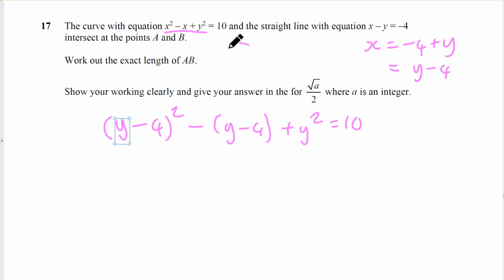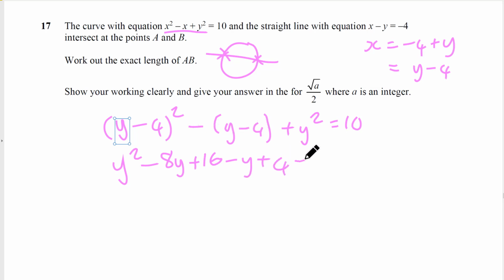Alright, so this is like a circle and there's a line going through it, and there's these 2 points we're going to try and find, and we're going to try to find the length of it as well. Okay, let's expand that out first. That's y squared minus 8y plus 16. Now we're going to get minus y here, but plus 4, so minus and a minus, plus y squared equals 10. That's step 1. Let's simplify that.